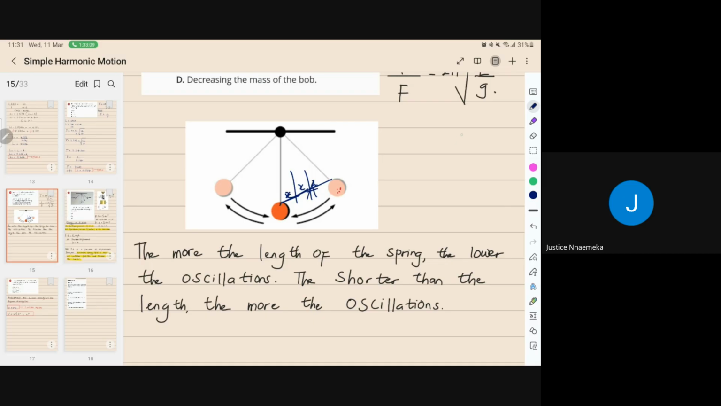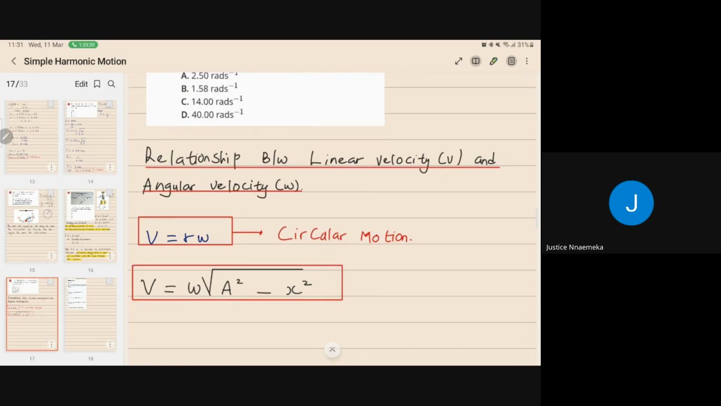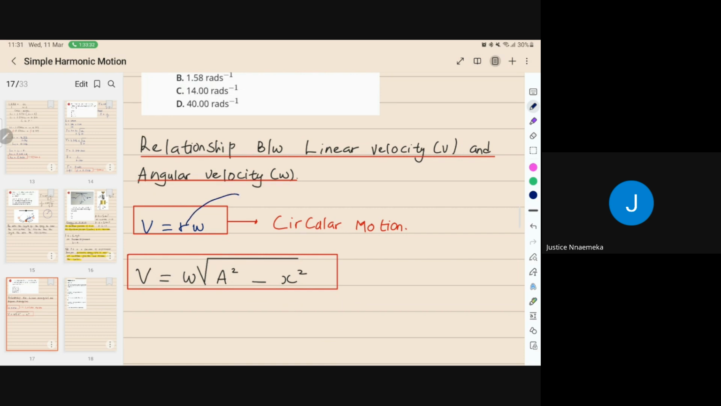Do you understand? If you're moving in a circular motion, from this point that's the radius. But this time around, this has to do with your displacement, the distance from the equilibrium position to the point of suspension. Do you get the point now? So remember that here, r is the radius of the circular path. Are you seeing it now?